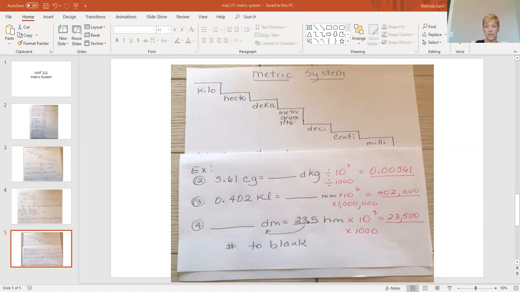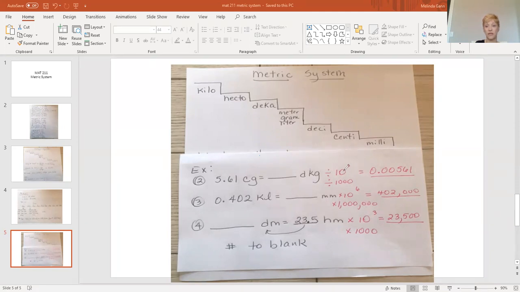All right, see, centa is right here, and then deca's up here, so I'm going small to big, so I'm going to divide. I'm also going up the stairs, all right? So how many steps would you move? Okay, here's centa, so I move 1, 2, 3 steps. So that's why it's 10 to the 3.